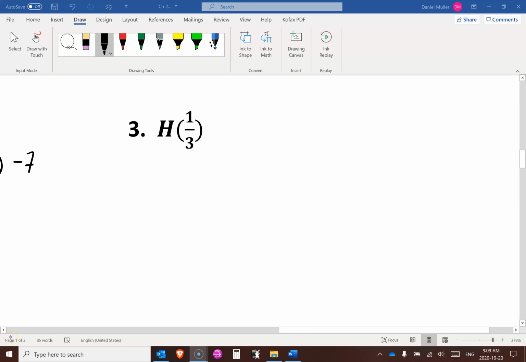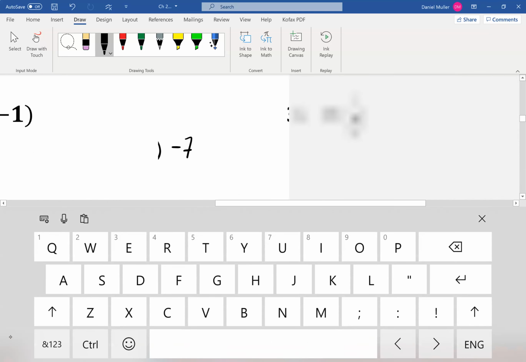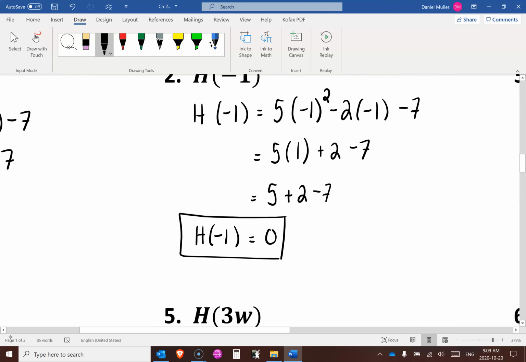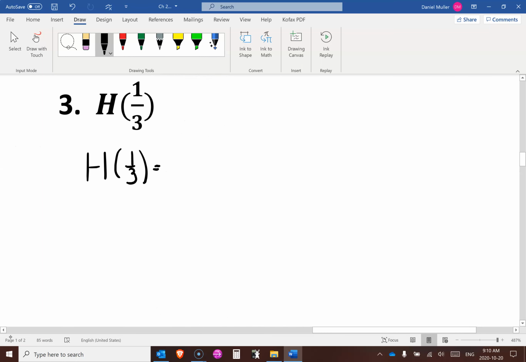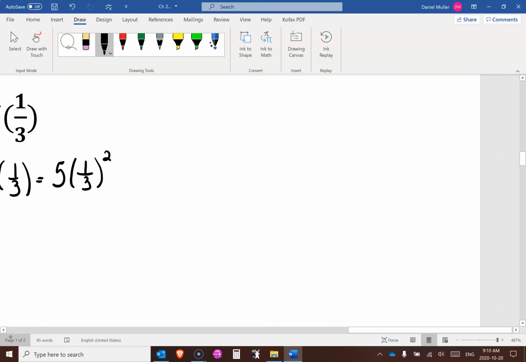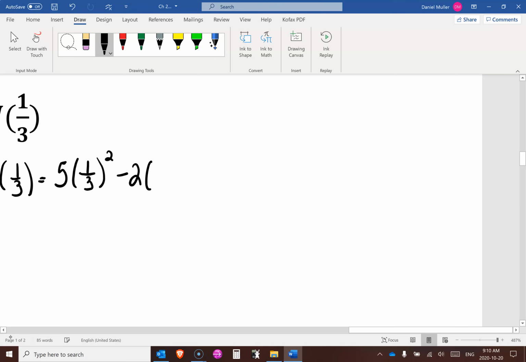h of a third. So there's an input of a third. So h of a third. So let's see what I had. I knew I had a 5 times the input squared. So 5 times a third squared. Minus 2 times the input, which is a third, minus a 7.